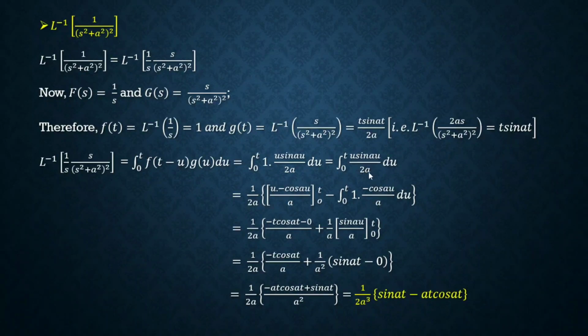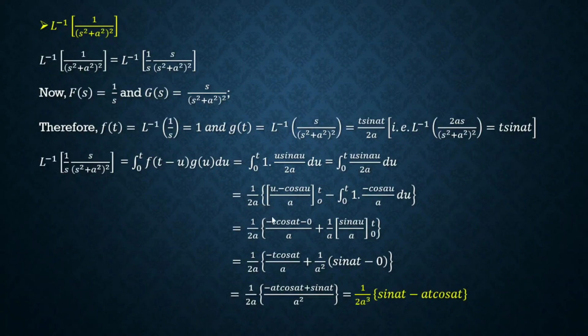Now we'll take this constant outside. So it becomes equal to 1 by 2a integral 0 to t u sine au du. Now this is of the format integral uv dx. So 1 by 2a into u into integral sine au. Integral of sine au is minus cos au by a within the limit 0 to t minus integral 0 to t derivative of u, that is d by du of u is 1 into integral of sine au, that is minus cos au by a du.